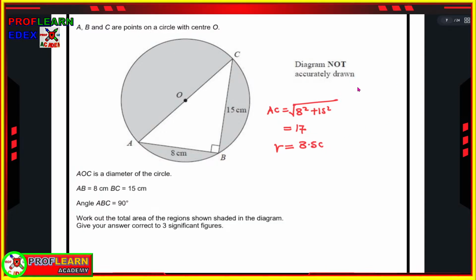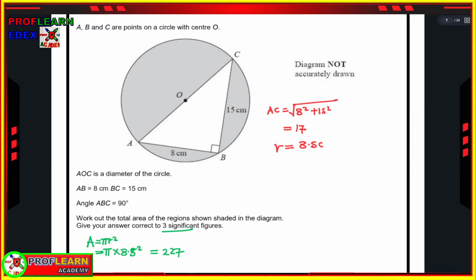Then for us to work out the shaded part, we need to find the area of the circle first. Area is equal to pi r squared, and that's going to be pi times 8.5 squared. If you work it out, you're going to get 227. To three significant figures, it will be 227.